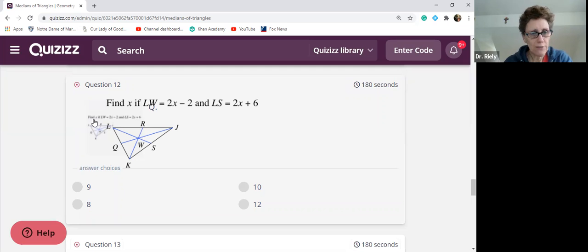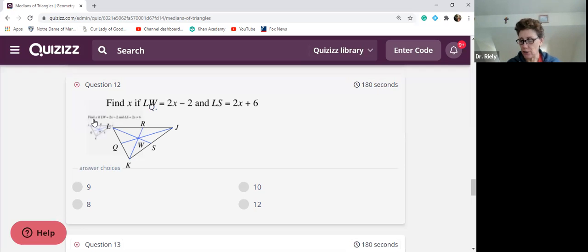Okay, so I wish I could write this down for you someplace, but I cannot. So I'm just going to tell you what I wrote down. I wrote down the fraction 2/3. I then put in parentheses the whole piece, which is 2x plus 6. And I set that equal to 2x minus 2 because I know that LW is 2/3 of the entire length.